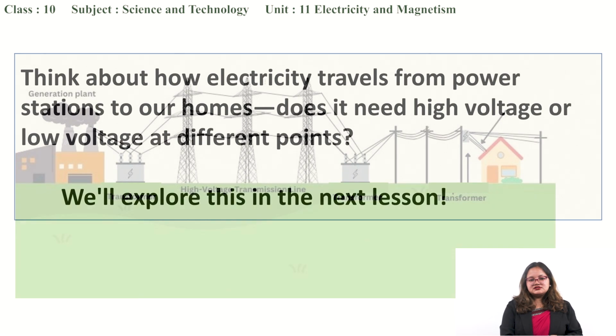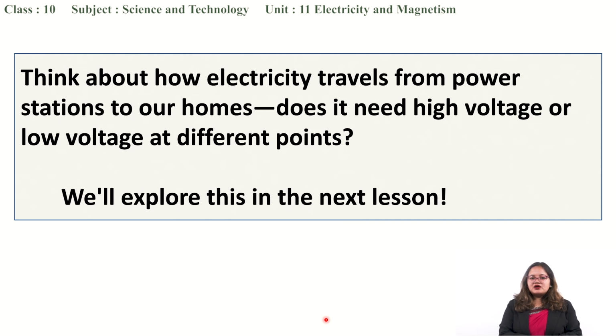And along with this, think about how electricity travels from the power station to our homes. Does it need high voltage or low voltage at different points? You could see the transformers were at different points. So does it need high or low voltage? On what factors does it depend? And how are we going to generate the required high voltage or low voltage? We'll explore that in the next lesson.